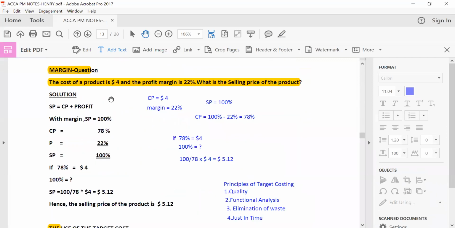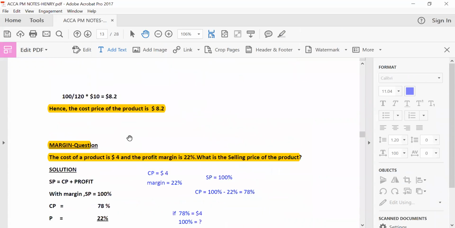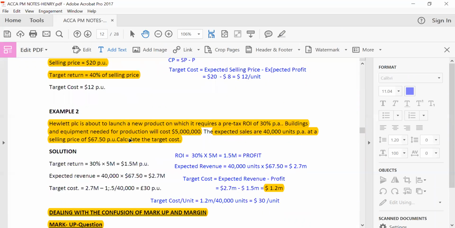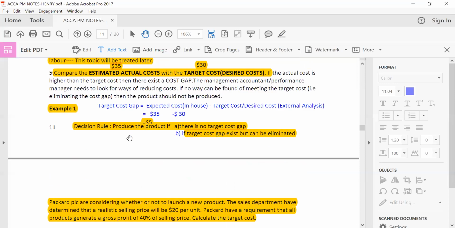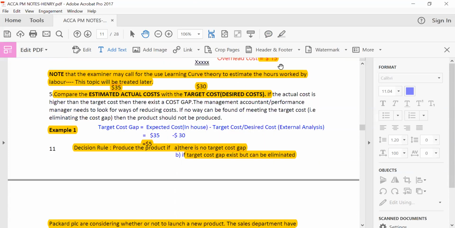Now listen to this: if we want to eliminate the target cost gap, we cannot do anything about the target cost. This is the side that you have to be very careful about. We said that the target cost, which is also called the desired cost, we got from the external analysis where there's a perfect competitive market. You cannot do anything about the target cost or the cost coming from the external analysis. You cannot tell the market whatever you want to say, please.